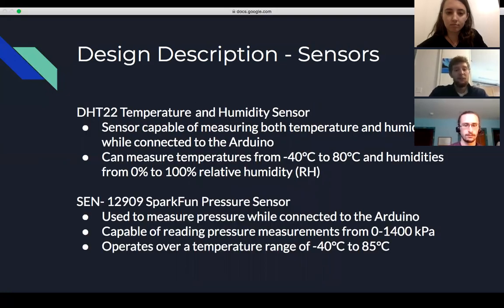We needed our sensors to be able to measure temperature, pressure, and humidity. To do this, we're using two sensors. The first of these is the DHT22 temperature and humidity sensor. This is capable of measuring temperatures from -40 to 80 degrees Celsius and humidities from 0 to 100% relative humidity. To measure pressure, we're using the SEN-12909 SparkFun pressure sensor. This can measure pressures from 0 to 1400 kilopascals and can operate in a temperature range of -40 to 85 degrees Celsius, which the plenum falls easily within.